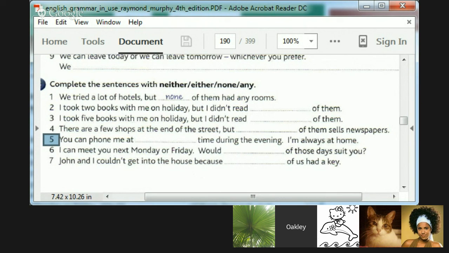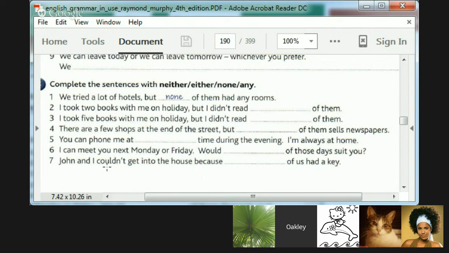Good. Carolina, 5. You can phone me at any time during the evening. I am always at home. Okay, very good. Multiple times. Yes, that's it. Philip, number 6. I can meet you next Monday or Friday. Will any of those days fit you? How many days? Monday, Friday. Will either of those days fit you? There you go. Okay. Anna Christina, last one here.